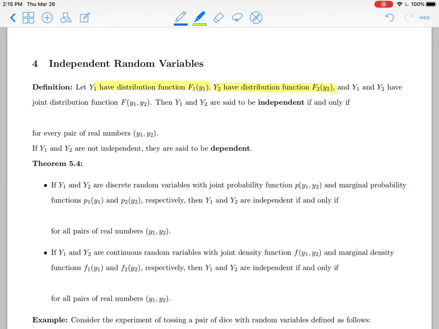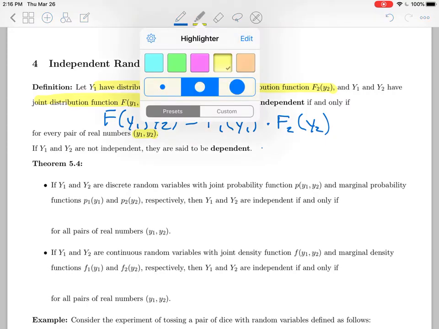And if they have a joint distribution function shown here, then Y1 and Y2 are independent if and only if the joint distribution function, F of y1, y2, is equal to the product of each of those individual distribution functions. Right, and that needs to be true no matter what pair of y1 and y2 you might choose. If the two random variables are not independent, then they are dependent.